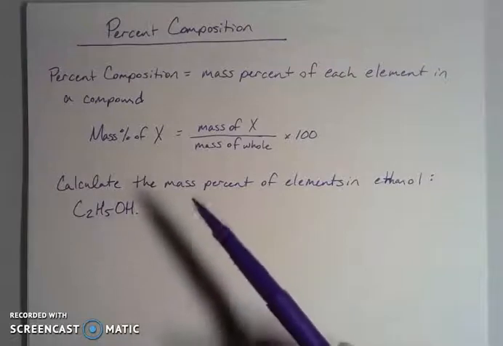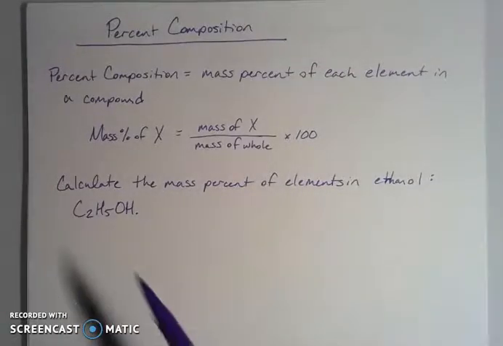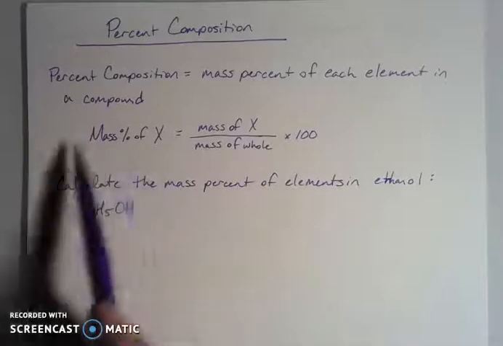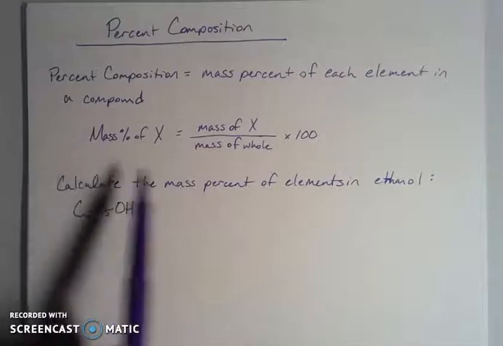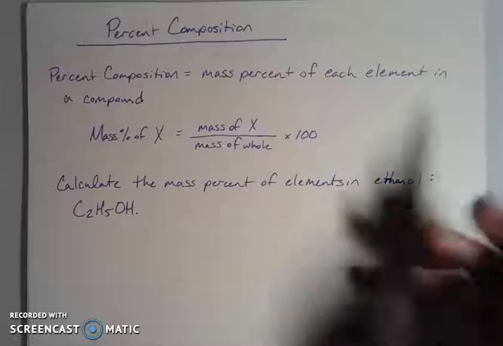And we can figure out the percent composition of them if we know the mass percent of each element in the compound. So if I take element X, then I need to find the mass of X over the mass of the whole, multiplied by 100. Now that we know a little bit about moles and atomic mass, we can figure out the overall mass percent. So let's take the mass percent of something like ethanol.